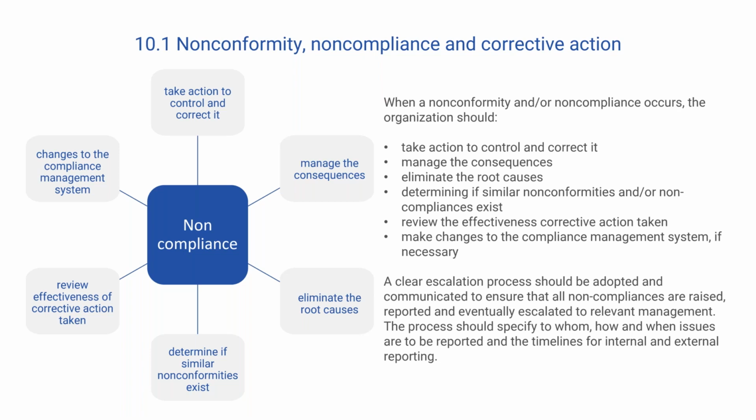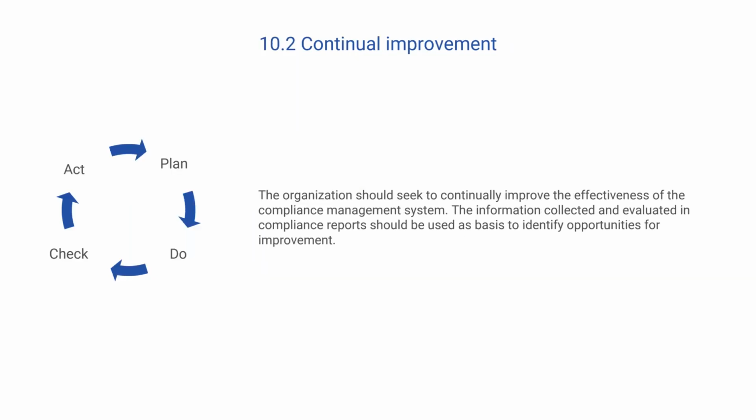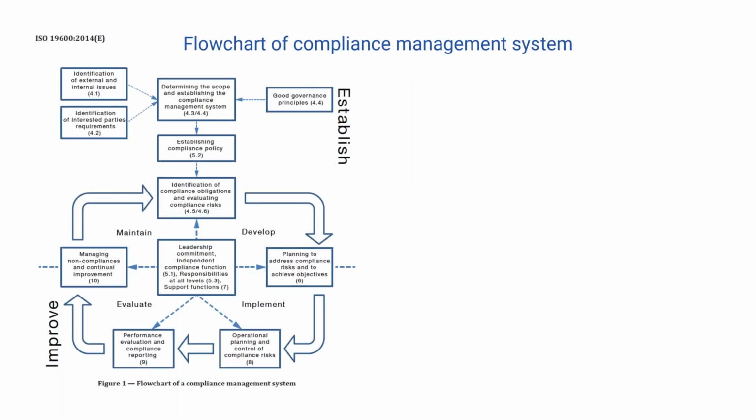And you want to manage the consequences of your non-compliance. And we could have a whole discussion on that as well. Continual improvement: act, plan, do, and check. I think we're all familiar with that. The organization needs to seek to continuously improve the effectiveness of the compliance management system, and the information needs to be collected and evaluated. So continuous improvement, you want to have that virtuous cycle.